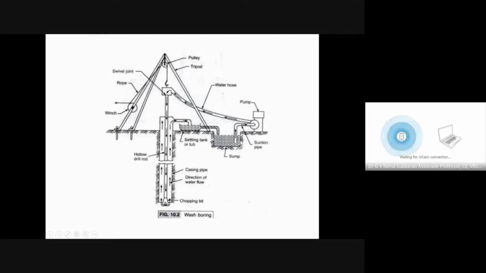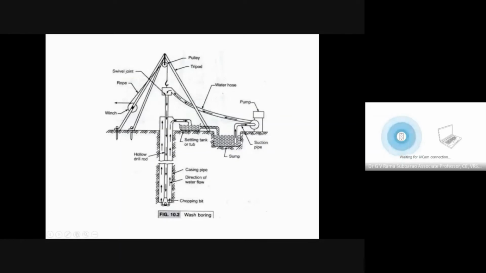So this is a pulley actually, and it is having the steel rope. The steel rope is connected to the winch, and ultimately this steel rope is passing through the pulley, and it is connected to the nose of the drilling rod. So this is the entire setup. The water is circulating now.